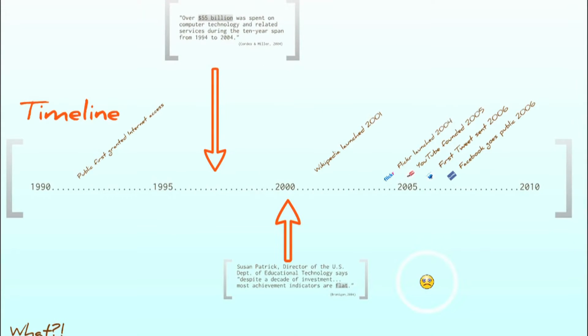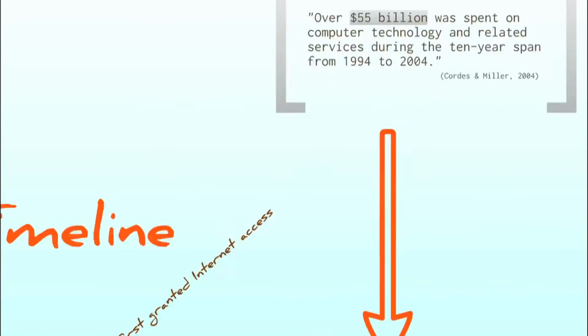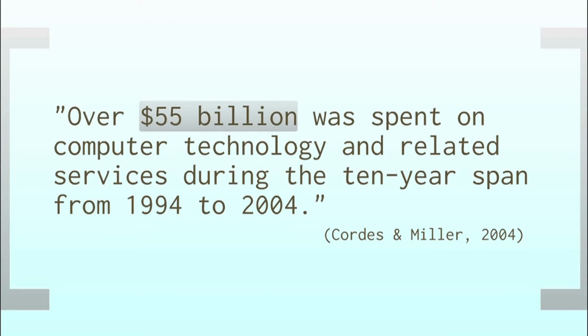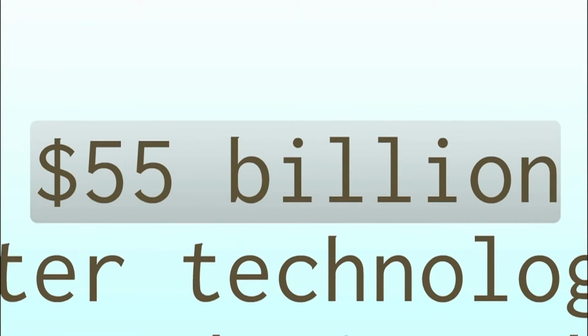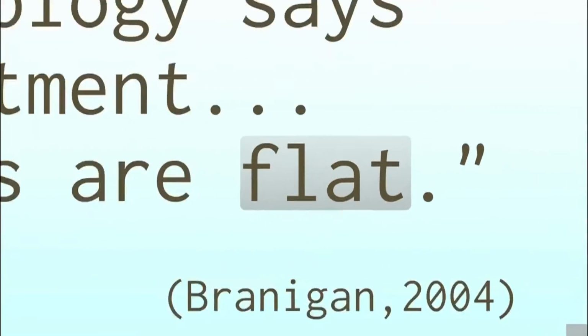One way to understand how this could be is to look at its short history. Less than 20 years ago, the public was first granted access to the internet. Back then, everyone was so excited about what this meant for education that over $55 billion was spent on technology during that first decade. Unfortunately, despite this investment, most achievement indicators were flat. In other words, it didn't work.